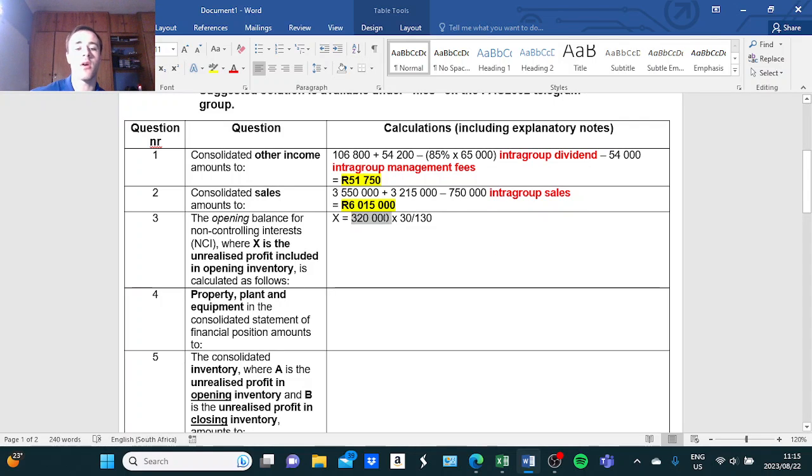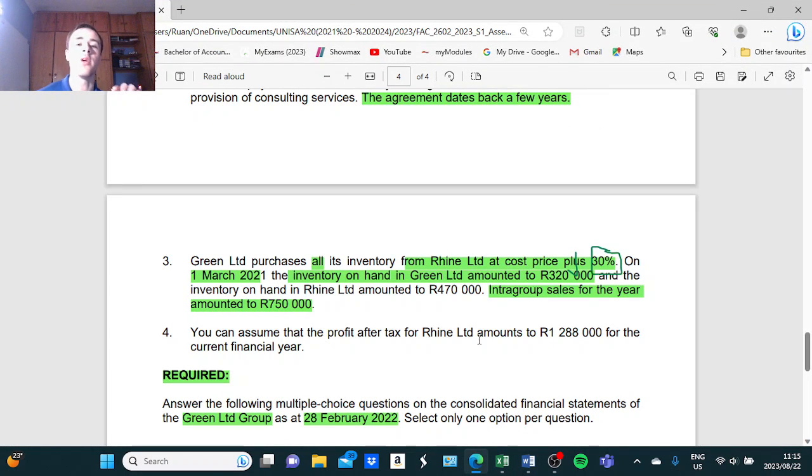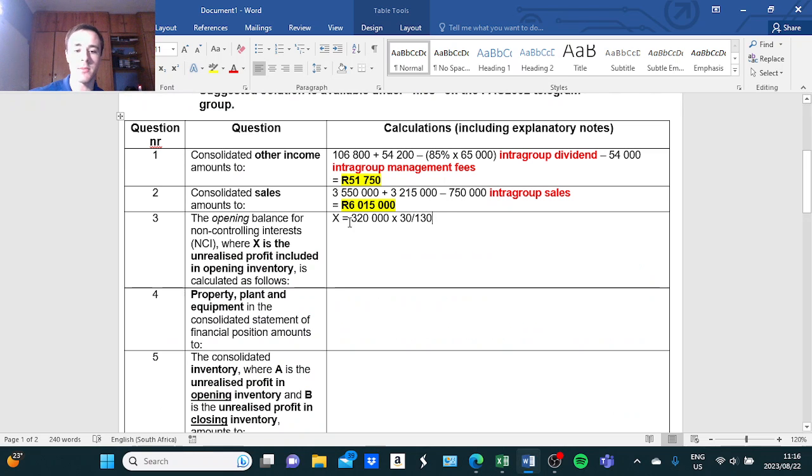Okay, and it will be the cost for Green Limited. So this already includes the unrealized profit of 30%. According to additional information point 3, Green Limited purchases all of its inventory from the subsidiary. So in other words, 100% of this amount includes unrealized profit, because there can be a situation where the parent only purchases some of its inventory from the subsidiary. In this case, all of the inventory is purchased intergroup, so the entire amount of 320,000 includes unrealized profit.